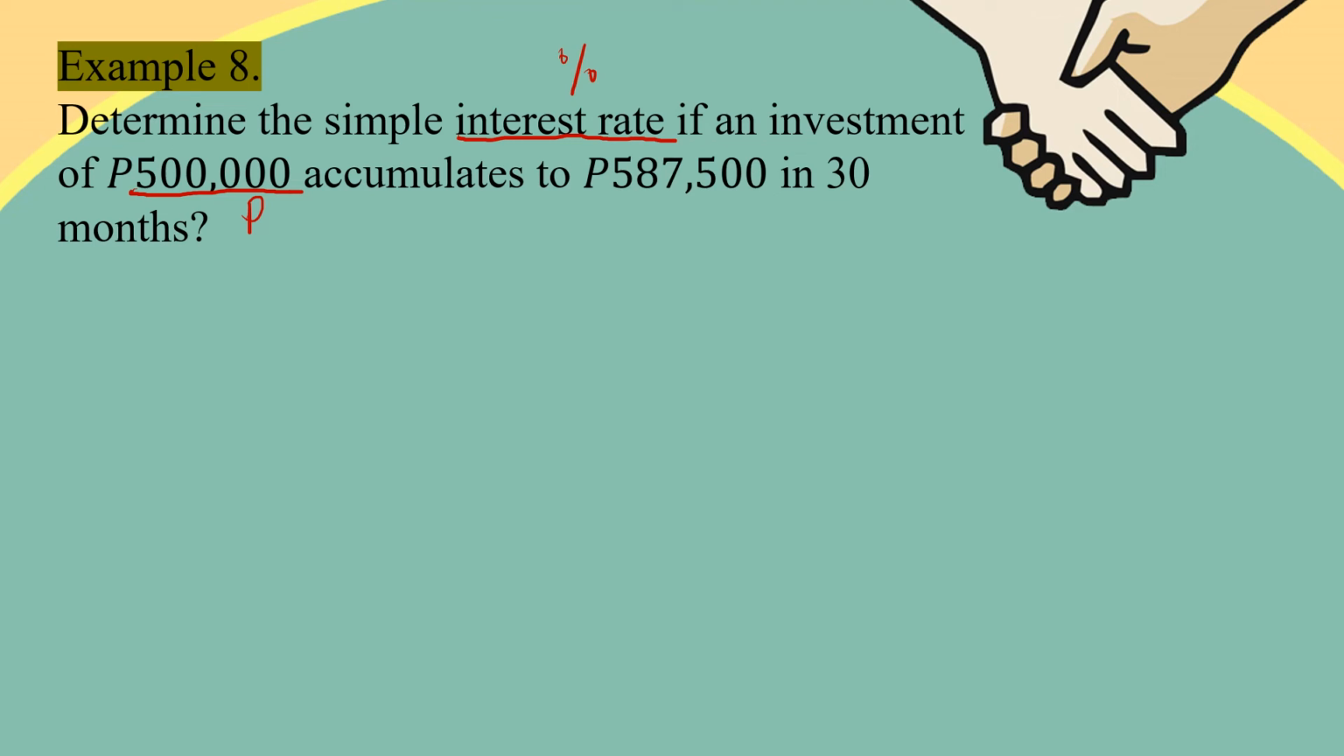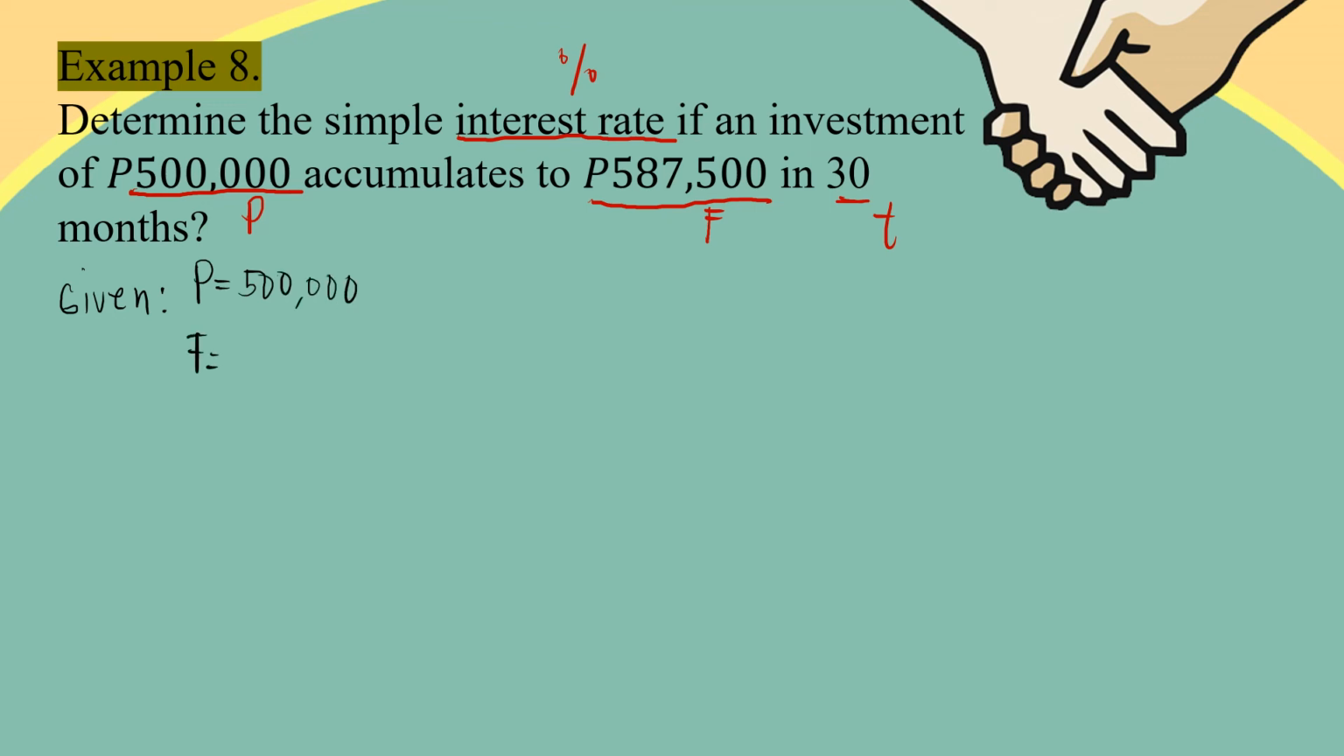Then, accumulates to naging 587,500. So, ito naman yung ating future value in 30 months. Then, si 30 months, yan yung ating time. Okay, so sulat natin yung mga given. Okay, so yung principal ay 500,000.